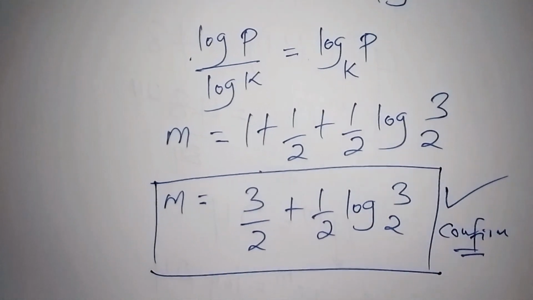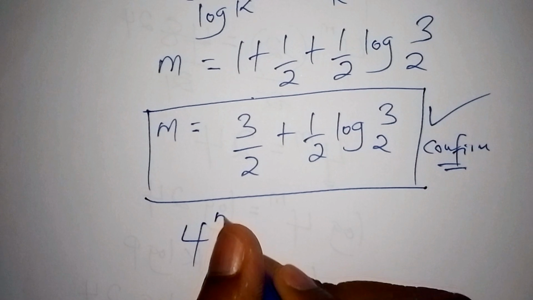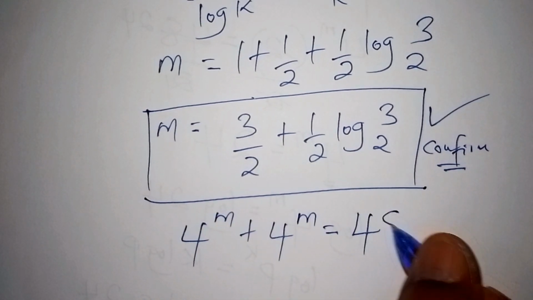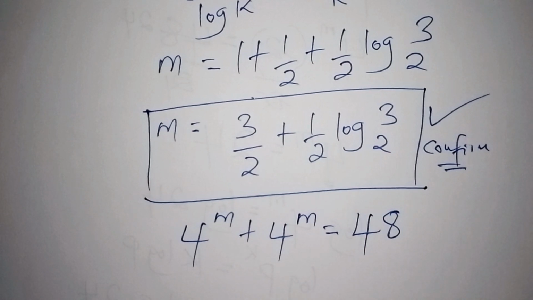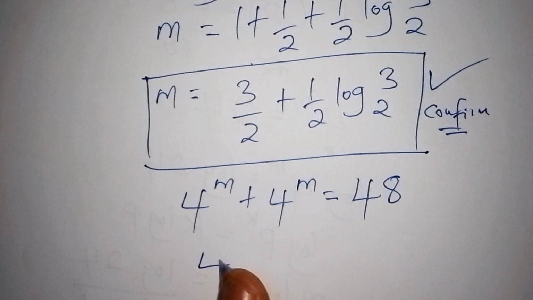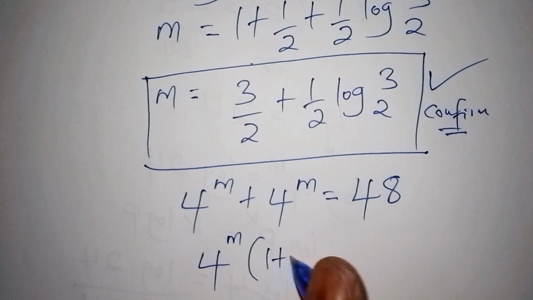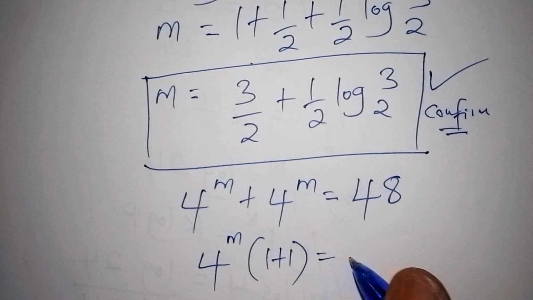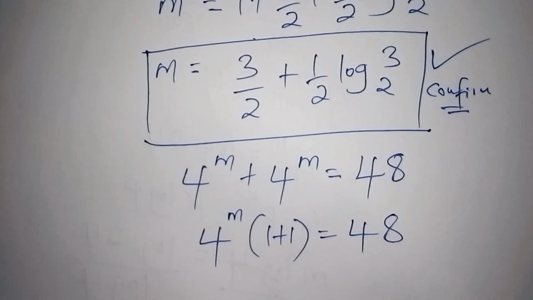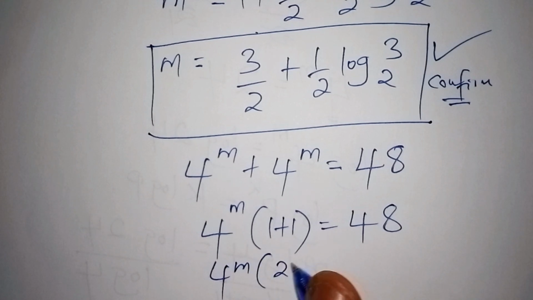So this one was our maths problem. We had 4 to the power of m plus 4 to the power of m is equal to 48. I want us to work it out within the shortest time, where we factorized these two by saying that we had 4 to the power of m into bracket 1 plus 1, which is equal to 48. So from there we picked 4 to the power of m into bracket 1 plus 1, which is 2, is equal to 48.